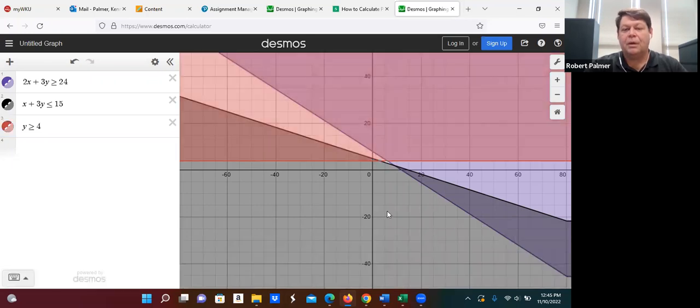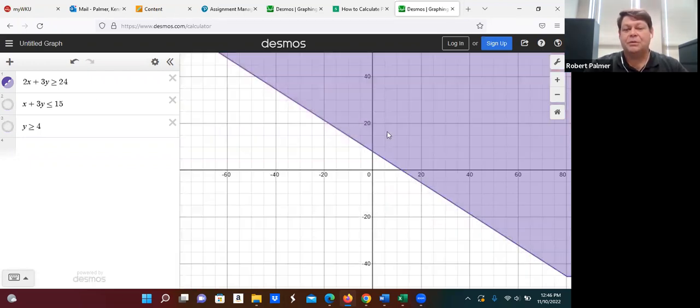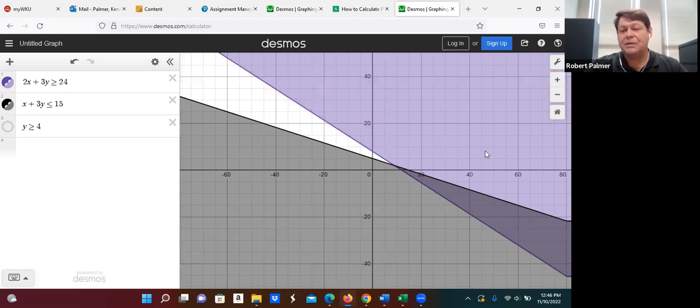Okay, so let's take a look. Let's kind of turn them off. So first one is this. Okay, so it's above this line. The next one, okay, include this. So basically, it's these places where the graph overlaps. Okay, so this overlap right here is where it's a solution to both. Let's actually zoom in some.